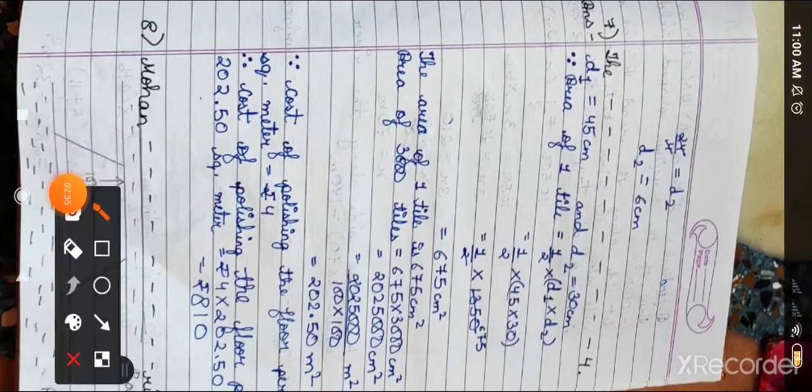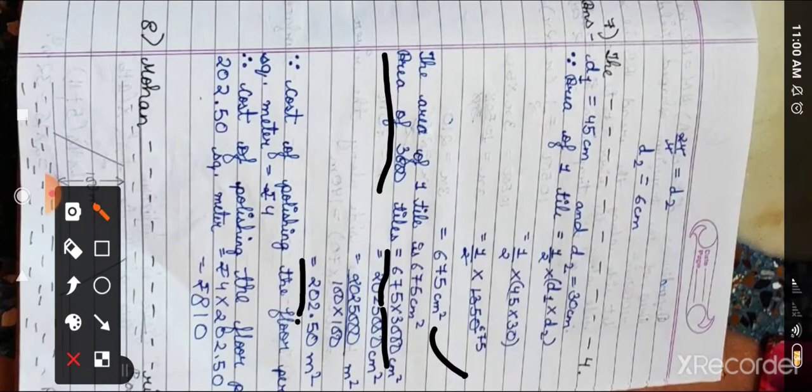So the area of one rhombus shaped tile is 675 centimeter square. From here we can calculate the area of 3000 tiles. For this we have to multiply 675 by 3000. So after multiplying this we have 202.50 meter square. To find out the cost of polishing, we have to multiply the area by the cost per meter square. So our answer is 810.